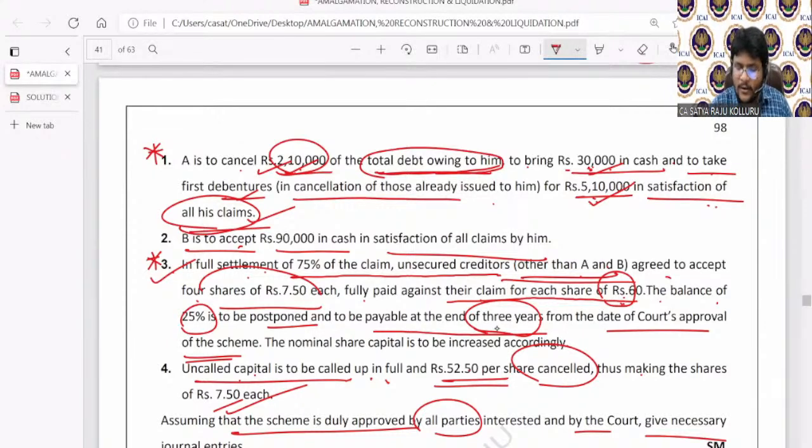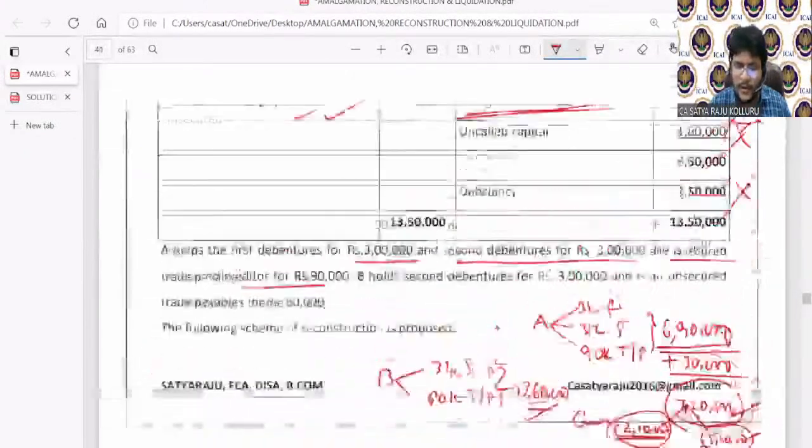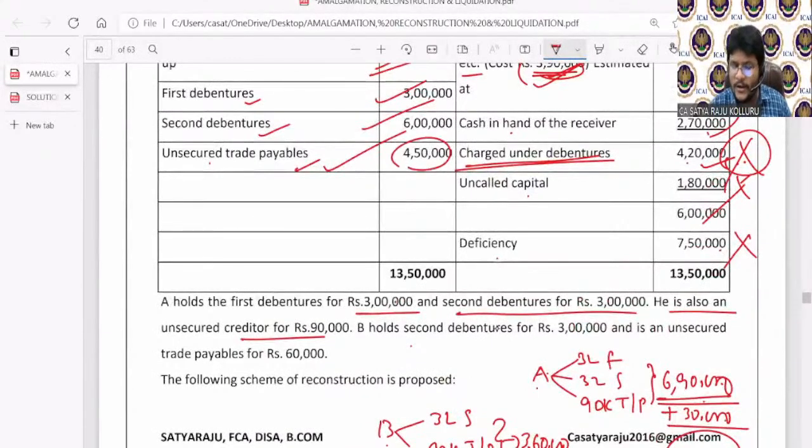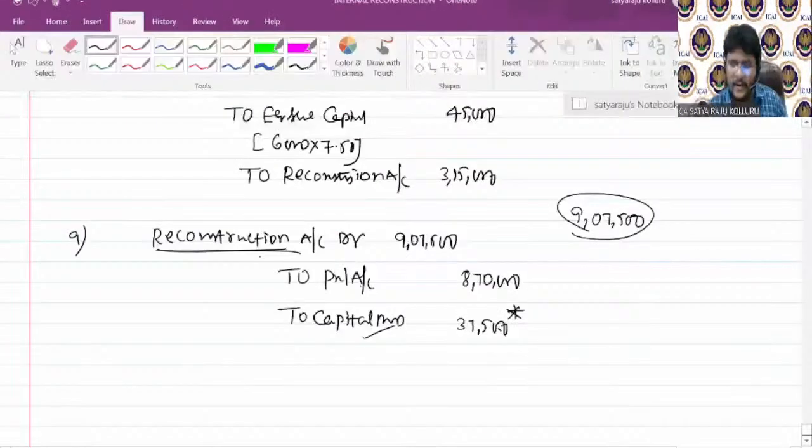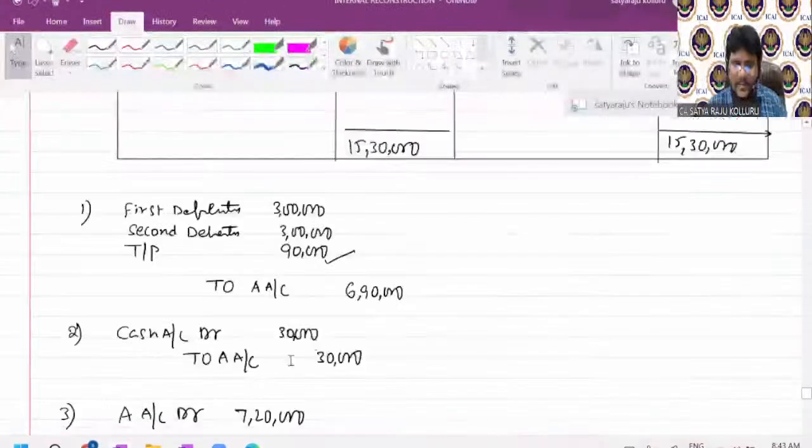In full settlement of 75% of the claim of unsecured creditors other than A and B. First, you need to fix the claims related to unsecured creditors other than A and B. The total unsecured creditors is 4,50,000. Out of such 4,50,000, other than A and B: A's claim is 90,000, B's claim is 60,000, that is 1,50,000. So claims other than A and B is 4,50,000 minus 1,50,000, which leads to 3 lakhs. So claims other than A and B is 3 lakhs.